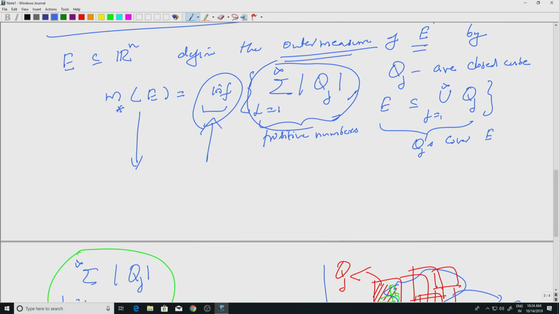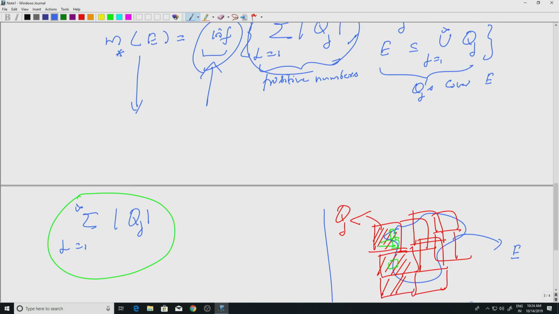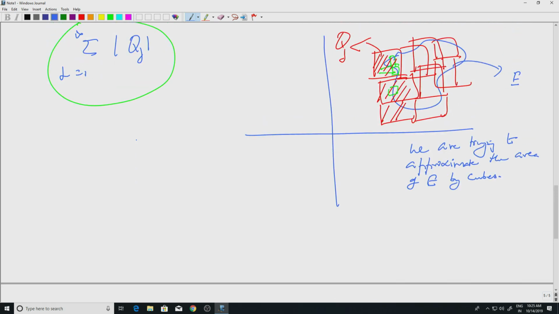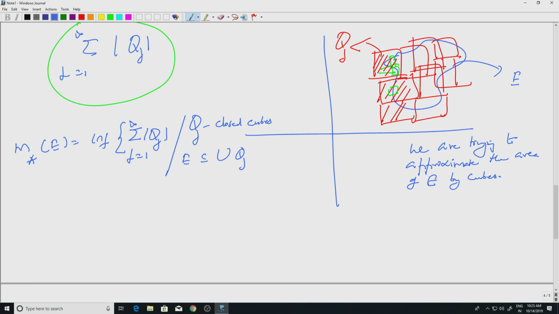But before we go further, there are things one should keep in mind. Let us write down m star of E again. M star of E is simply the infimum of the summation of mod Qj, j equal to 1 to infinity. The Qj's are closed cubes, and E is covered by the Qj's, j equal to 1 to infinity, and you take the infimum over all such covers.